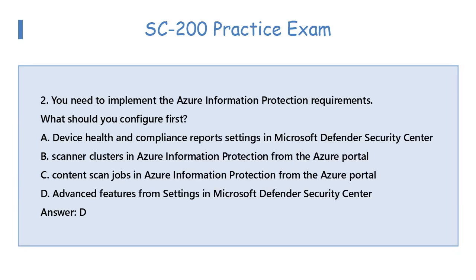2. You need to implement the Azure Information Protection requirements. What should you configure first? A. Device Health and Compliance Reports settings in Microsoft Defender Security Center. B. Scanner clusters in Azure Information Protection from the Azure portal. C. Content scan jobs in Azure Information Protection from the Azure portal. D. Advanced features from settings in Microsoft Defender Security Center. Answer: D.